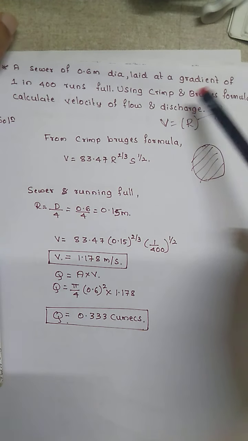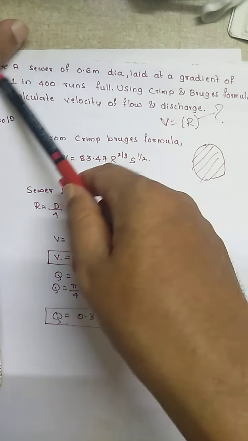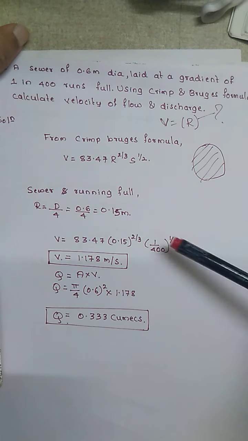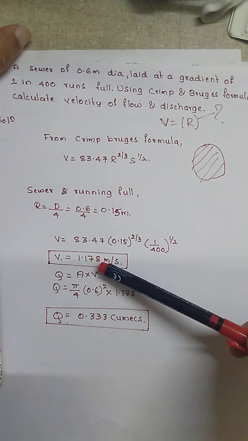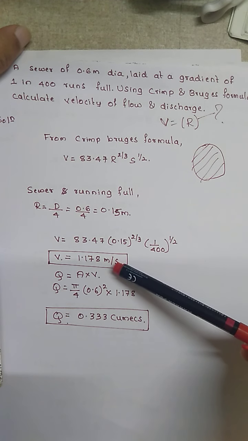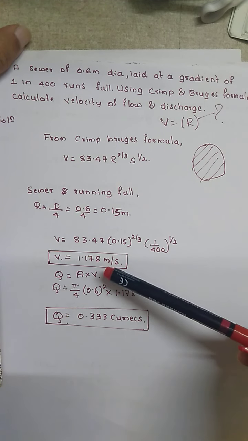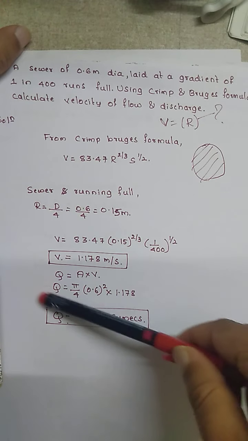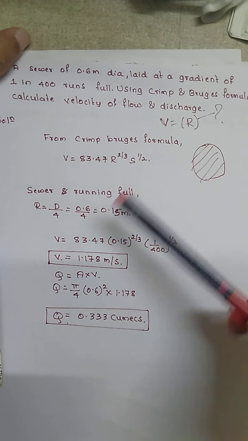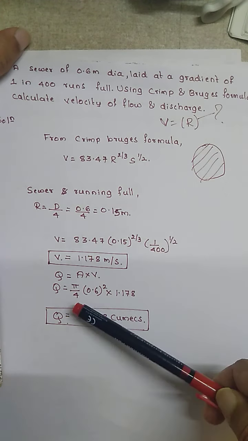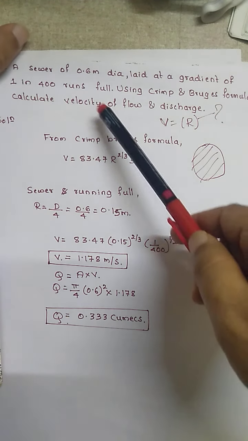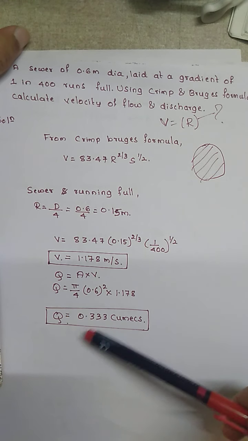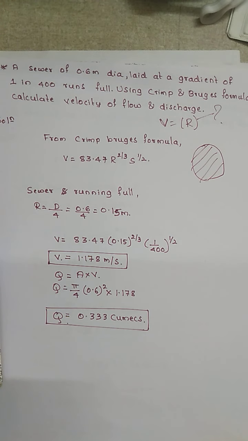The s value, the slope, is already given to you. So we have determined V is equal to 1.178 meter per second. Now again Q is equal to AV in order to determine the discharge. Since it is flowing under a full condition, it is pi by 4 into d square. D is already given, velocity is 1.178, so Q is equal to 0.333 Q max.